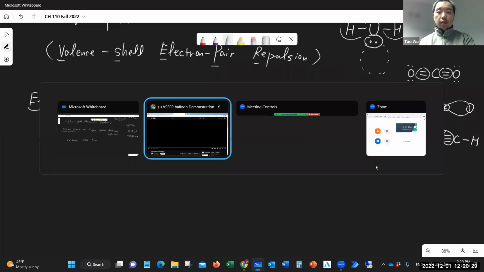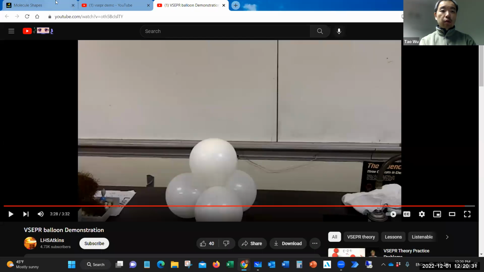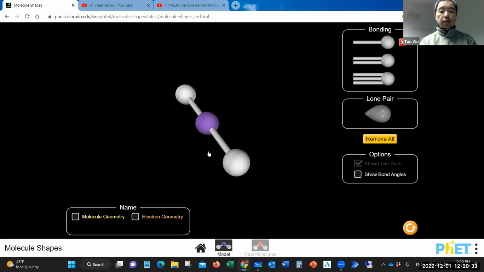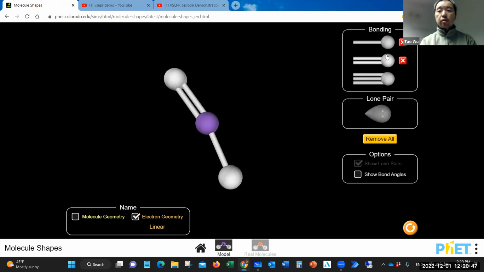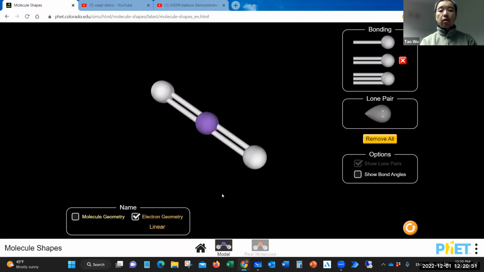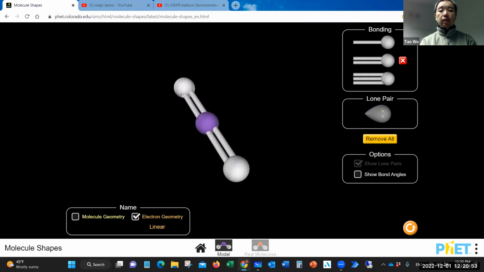I can give you another demo. So here, this is one of the demos. If you look at the electron domains, that is just linear. You have a central atom and 2 atoms like this. But if you have a double bond over here, this also counts as 1 electron domain. Those are still a linear shape.